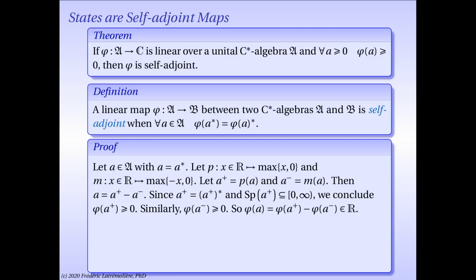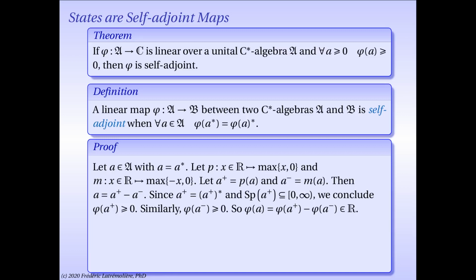So using the star isomorphism property of the Gelfand transform, or if you prefer the star isomorphism property of the functional calculus here, I can conclude that A is equal to A plus minus A minus. That's easy to check. But on the other hand, I observe that A plus is self-adjoint because p is real valued, so it's equal to its conjugate. And the spectrum of A plus is contained in the positive half-line because the range of p is contained in the positive half-line.